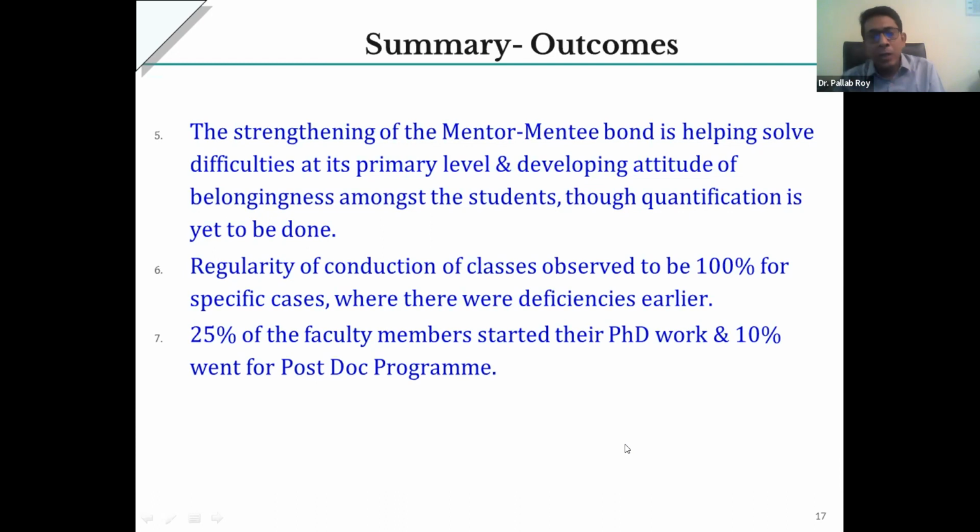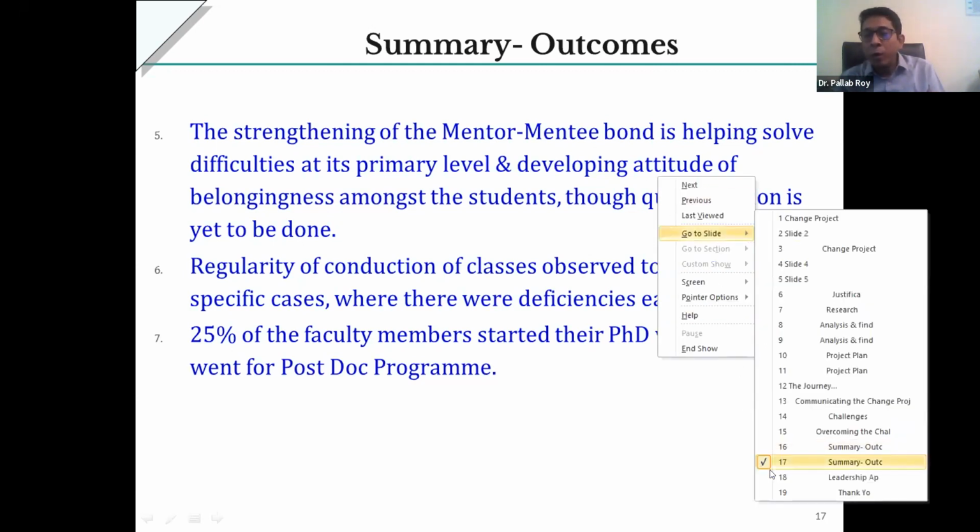And the regularity of conduction of classes, after reminding people about their professional ethics, still now it has been observed that 100% of the classes in some cases are going perfectly, and for some cases very minor deficiencies have been observed. Hopefully those will also not be there in the near future. And out of the total strength, exactly 25% of the faculty members this time. This may be a coincidence, because they might have started the process of getting into PhD much before I communicated to them. But it's a fact that 25% of the faculty members this time started their PhD work, and 10% of them went for their postdoc program. So if the trend continues, the department will be a better place sooner or later.